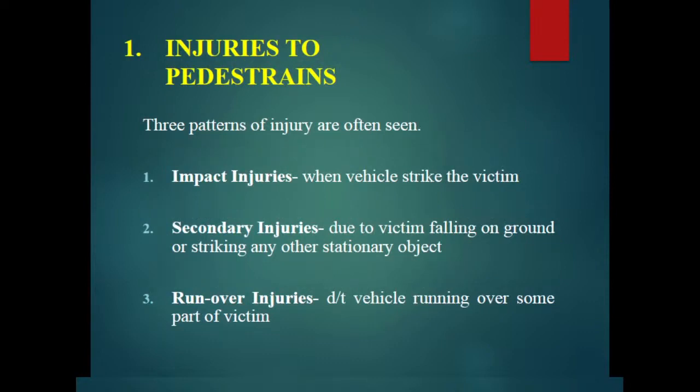Injuries to pedestrians. Pedestrians might obtain certain types of injuries: so-called impact injuries or primary impact injuries, when the vehicle strikes the victim; secondary injuries, when the victim falls on the ground or strikes other stationary objects; and run over injuries due to a vehicle running over some part of the victim. These are the most common types.